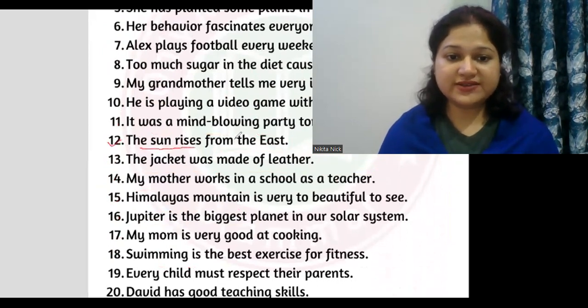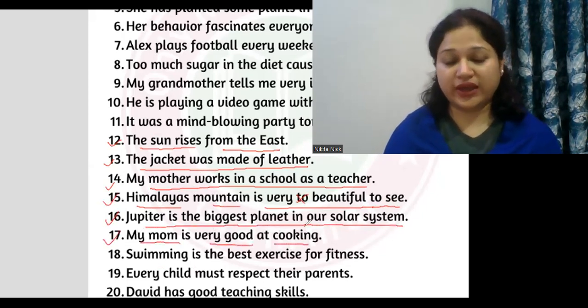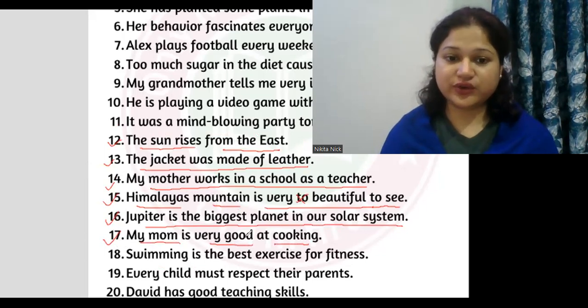Number 12, the sun rises from the east. Number 13, the jacket was made of leather. Number 14, my mother works in a school as a teacher. Number 15, Himalayas mountain is very too beautiful to see. Is very beautiful to see. I think it should not be too. Okay, number 16, Jupiter is the biggest planet in our solar system. Number 17, my mom is very good at cooking. What is she good at? She is good at cooking. Number 18, swimming is the best exercise for fitness. Number 19, every child must respect their parents. Number 20, David has good teaching skills.